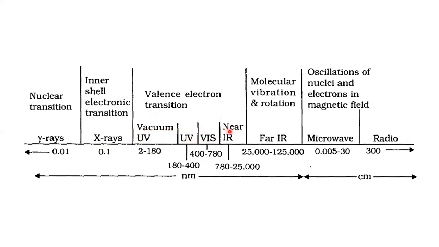All these radiations follow the visible, because the last in the visible range is the red region of the electromagnetic spectrum. Whatever goes next to red is referred to as infrared, and it can be divided into two halves, the near infrared and the far infrared. So right from vacuum UV to near infrared, this entire region is associated with valence electronic transitions.